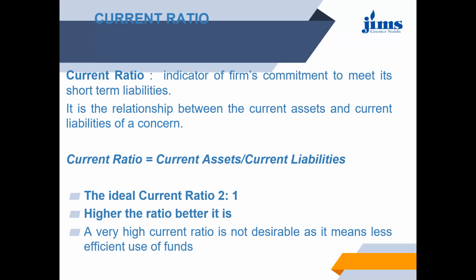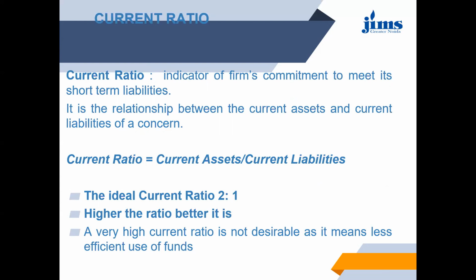So, ideally, the current ratio should be 2:1. That means after paying off the current liabilities, the company must have certain current assets to meet the payments in future. So current assets should be at least twice that of current liabilities. So the higher the ratio, the better it is. But a very high ratio is not desirable because it means less efficient use of funds.